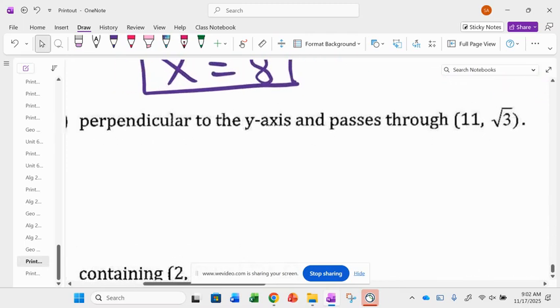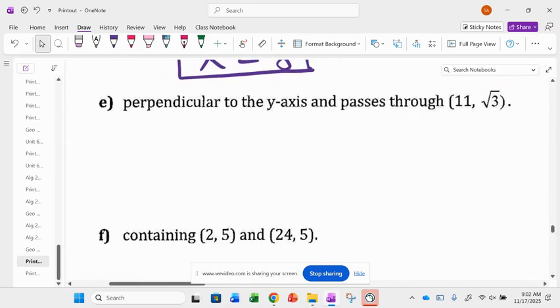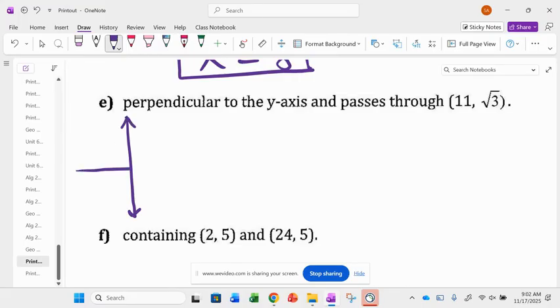Okay. Two more together. We want a line that is perpendicular to the y-axis and passes through the point (11, root 3). For a bunch of these, sometimes a sketch is really helpful. So I'm going to draw a sketch of what's going on here.